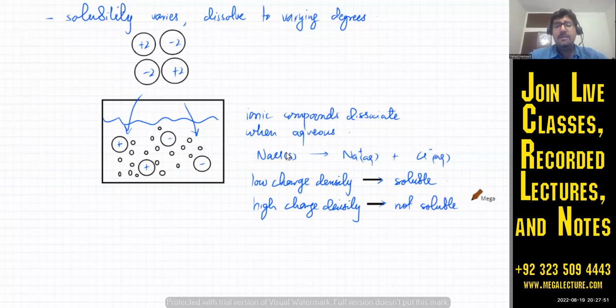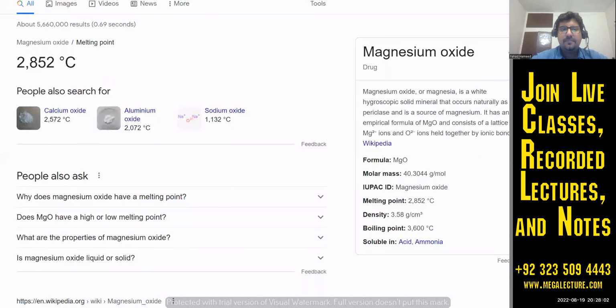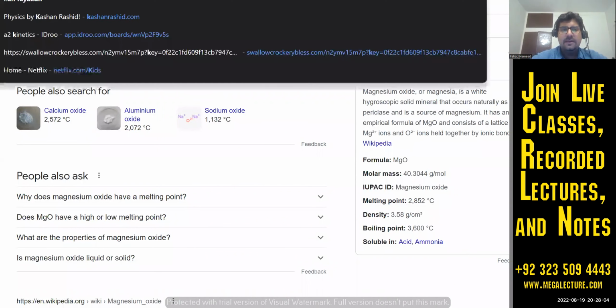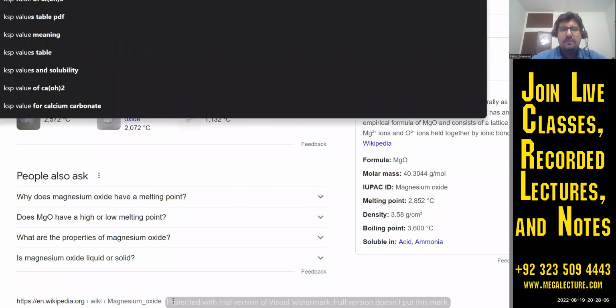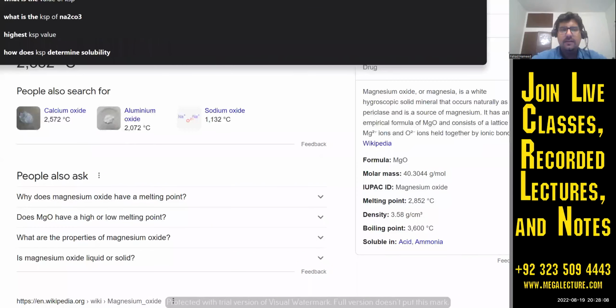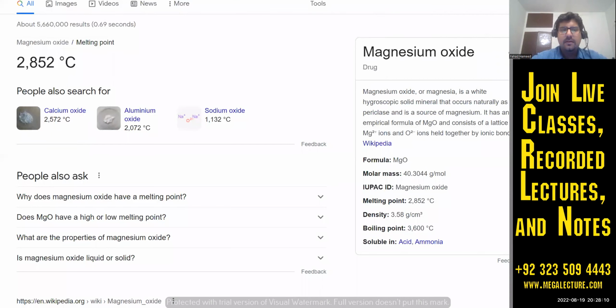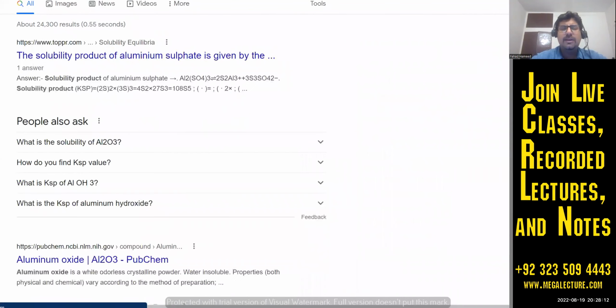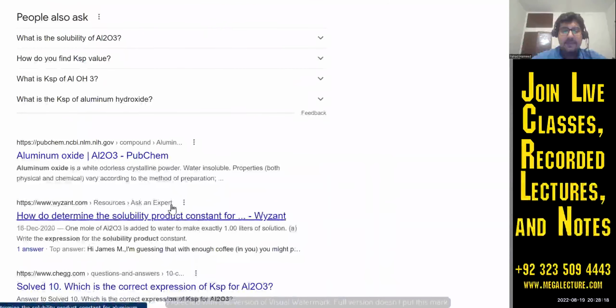For example, aluminium oxide is not going to dissolve. There's a case for that, have you studied it? You haven't studied it yet, that will be in A2. I mean Ksp values, the value for Al2O3. Ksp is a solubility product. It just gives you an idea of how soluble something is.